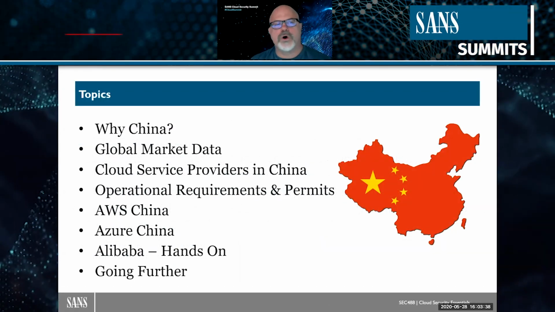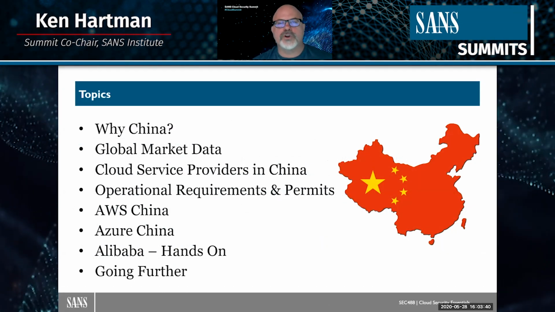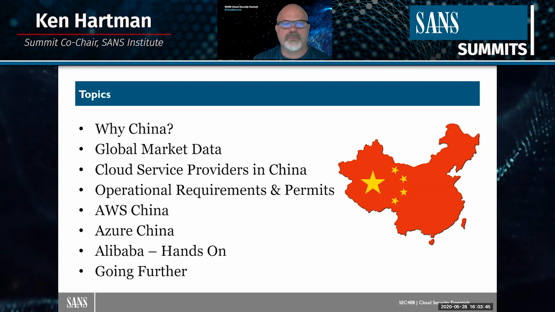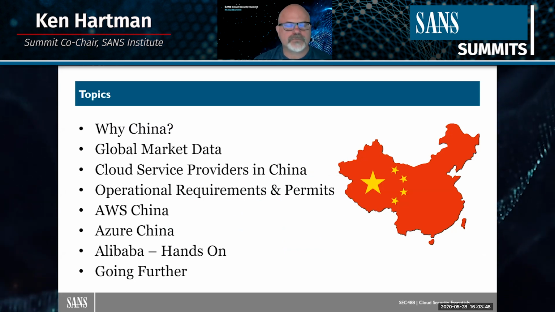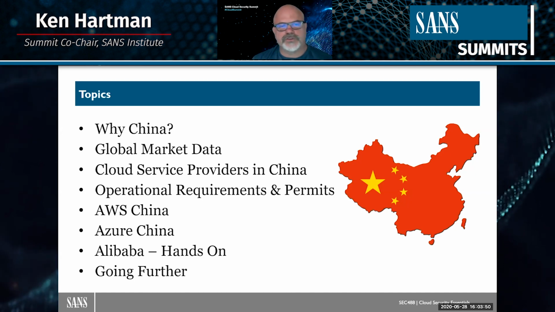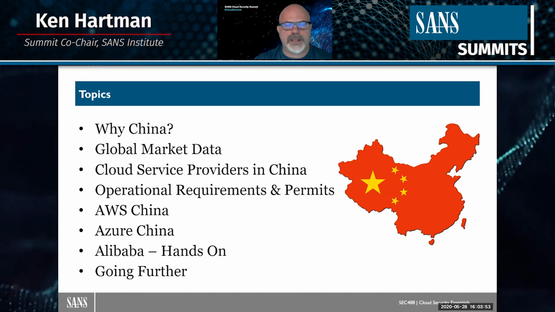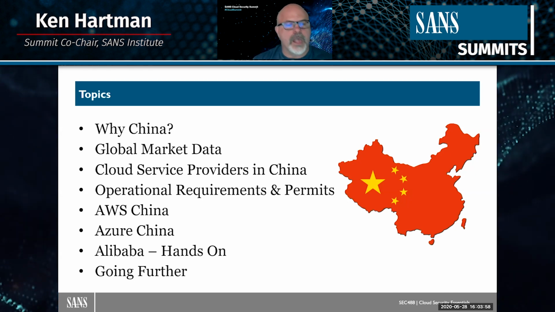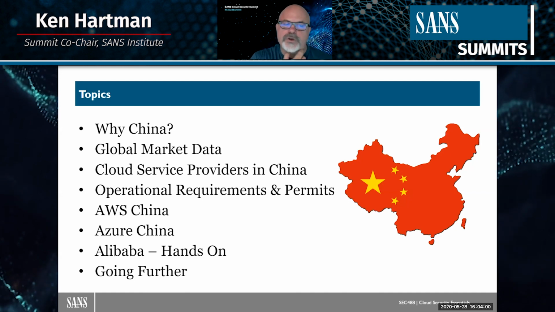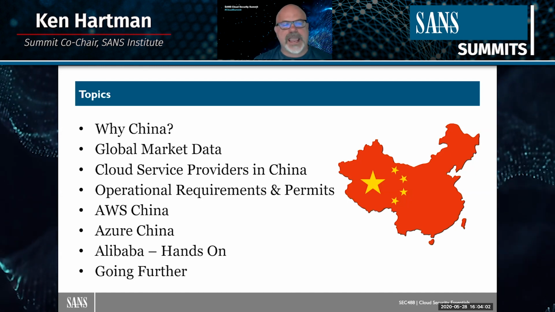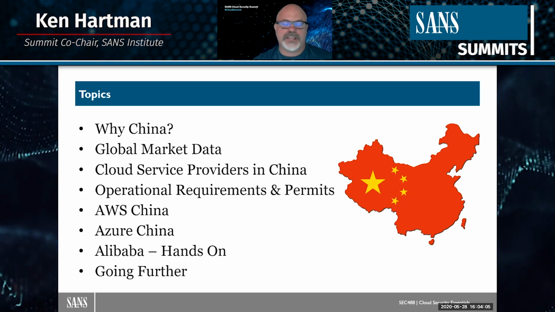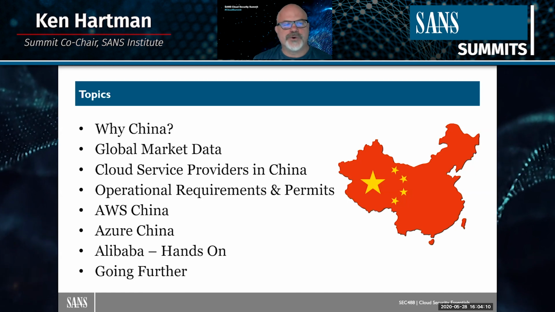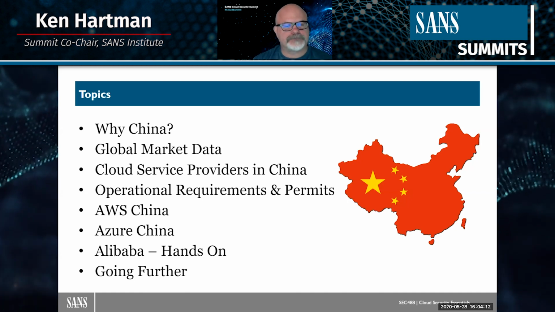So we're going to talk about, well, why China? We're going to talk about global market data, particularly with respect to China. And then we're going to talk about the cloud service providers in China. We're going to talk about the special requirements to operate in the cloud in China as either a cloud service provider or a cloud customer. And then we're going to talk about what AWS and Azure have done so that they can offer cloud services out of mainland China. And then we're going to do a demo of Alibaba.